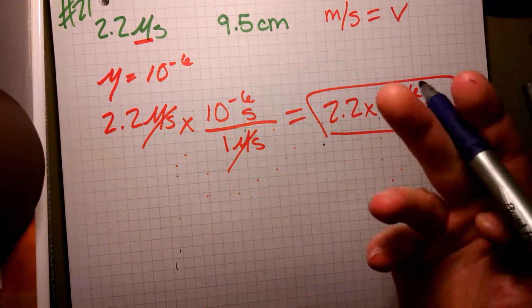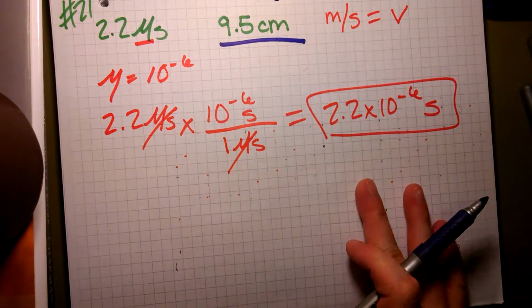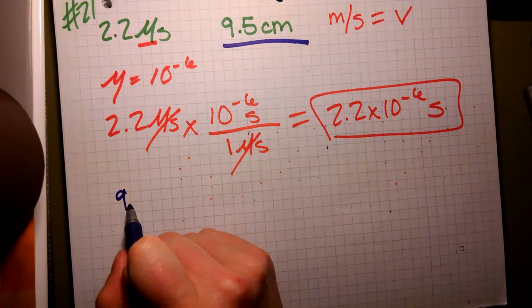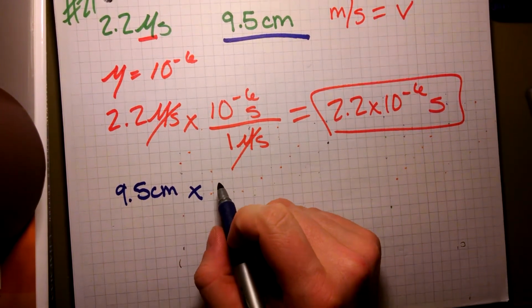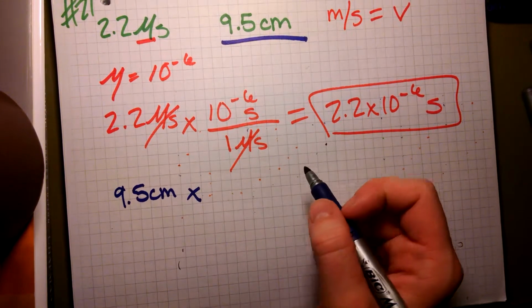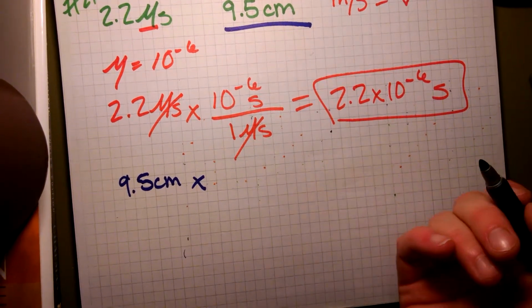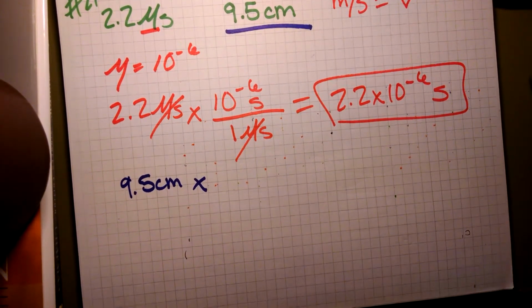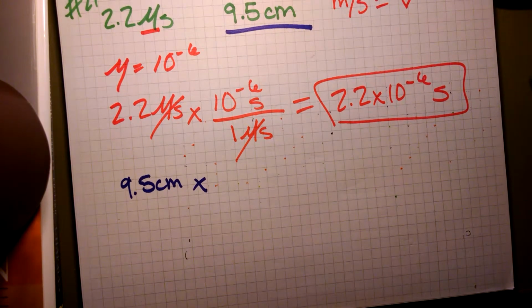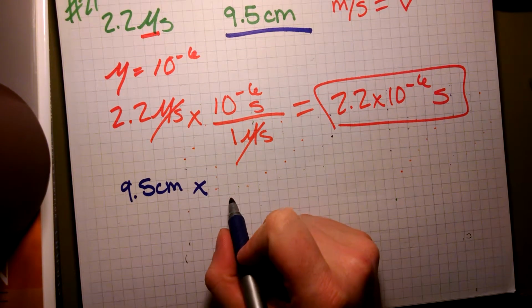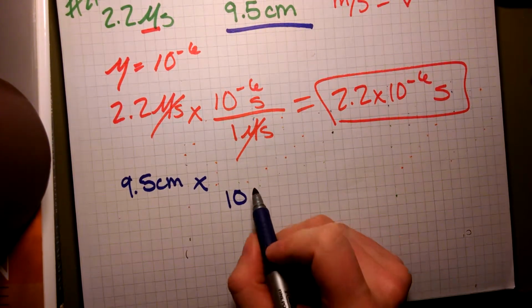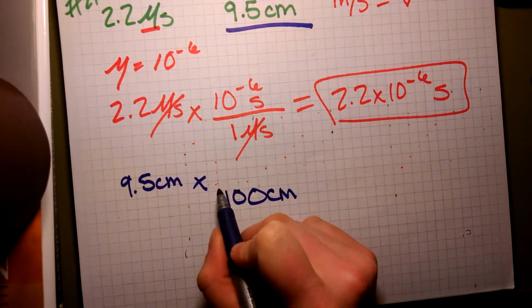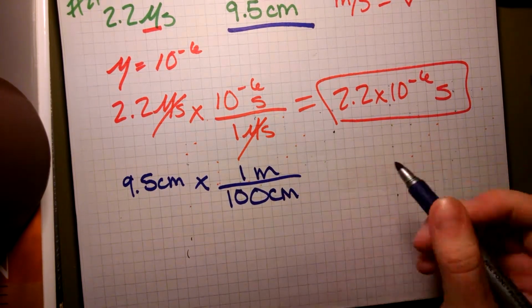Okay, now we're going to do centimeters. We need to get that to meters. So we have 9.5 centimeters. And we're going to multiply that by, there's 100 centimeters in 1 meter. We need that in meters. The number's going to get smaller because we've got tiny pieces, and then we need to get to a bigger piece. So we're going to divide by 100 centimeters for every 1 meter.